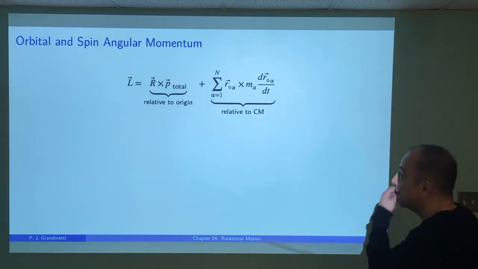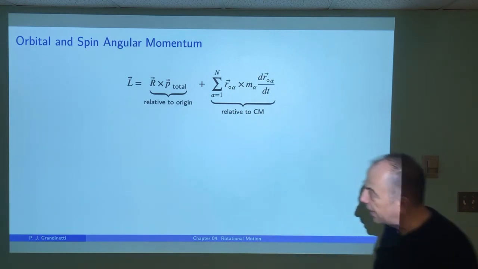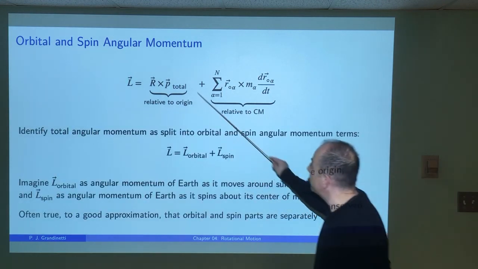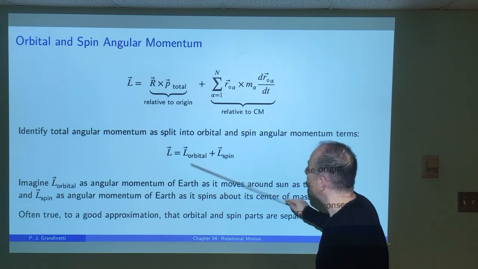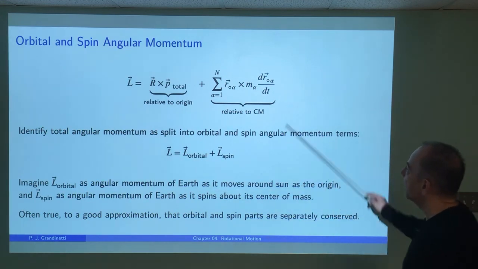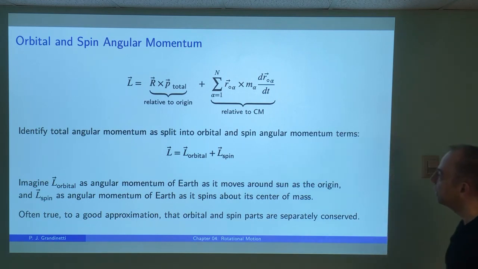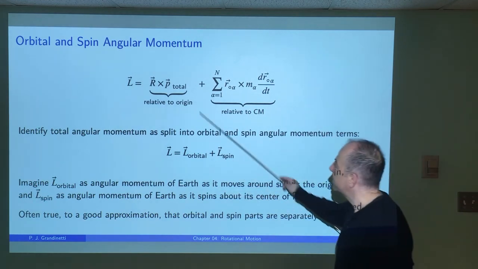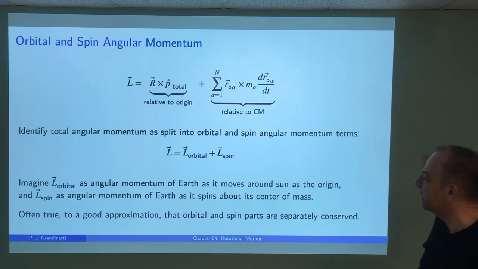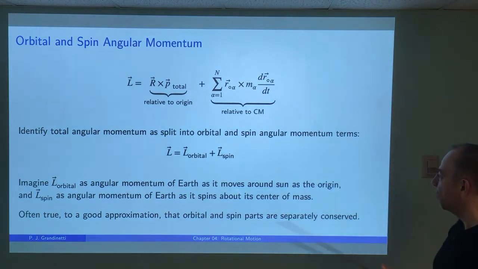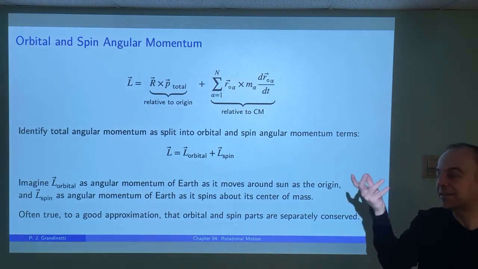So that means that we can take this expression here and describe the total angular momentum of our system, and we're going to redefine the first term as what we call the orbital angular momentum, and the second term as what's called the spin angular momentum. The orbital angular momentum is like the angular momentum associated with the Earth going around the sun, for example, whereas the spin angular momentum would be associated with the Earth spinning about its axis.